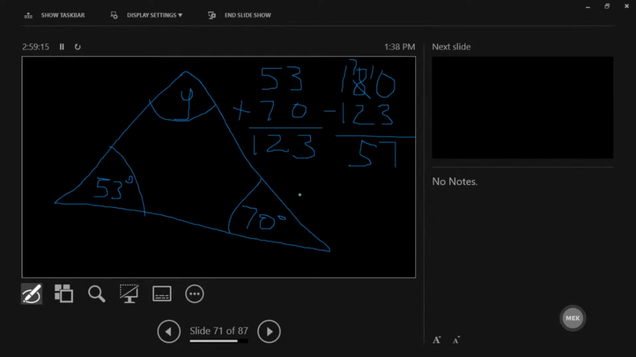So angle Y, which was the missing angle, we have calculated it. So remember now, if you're given two of the angles in a triangle, since you know that all three of them must add up to 180 degrees, if you know two of them, add those two together and subtract it from 180 and you'll get the missing one.